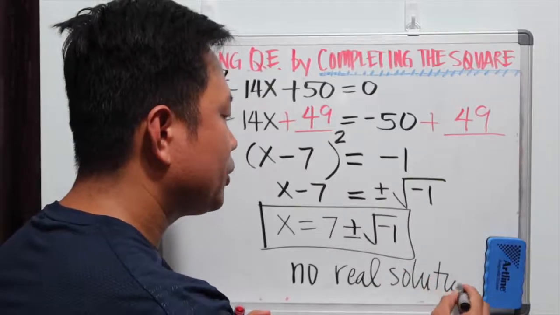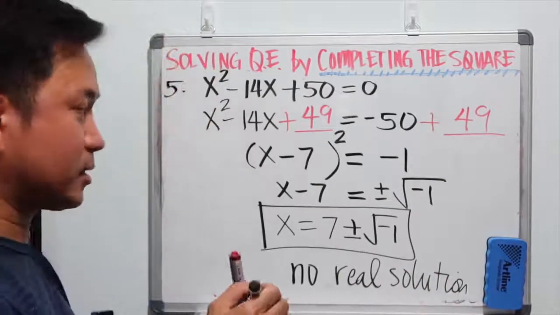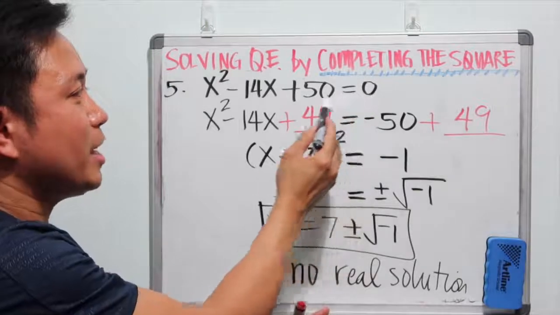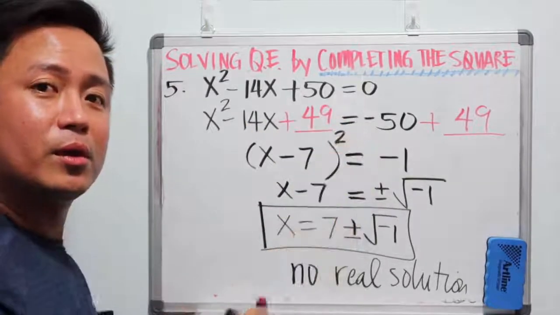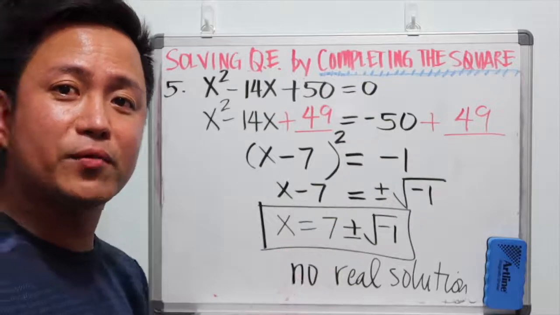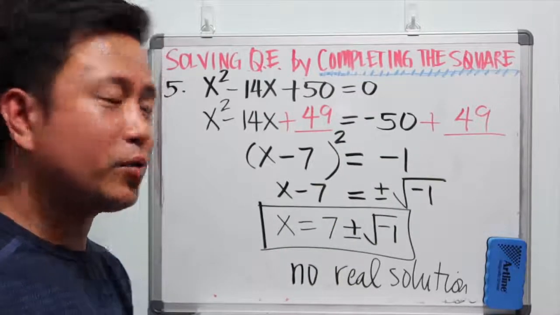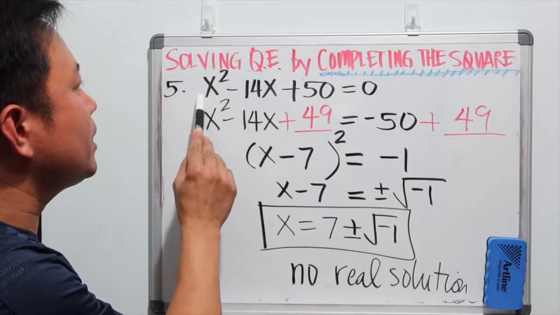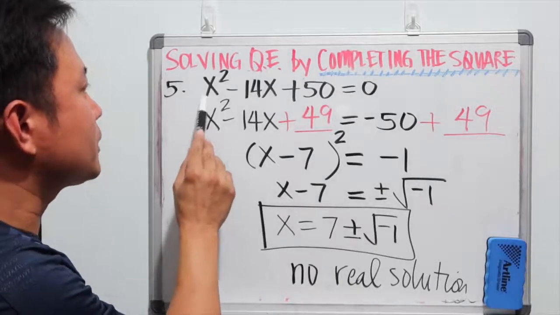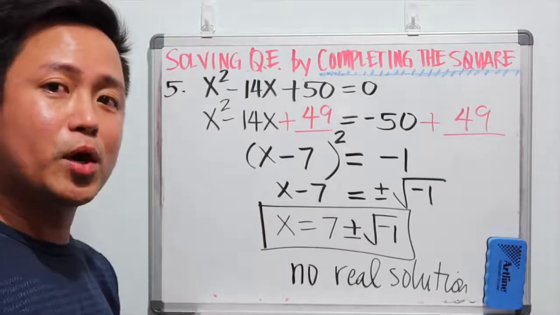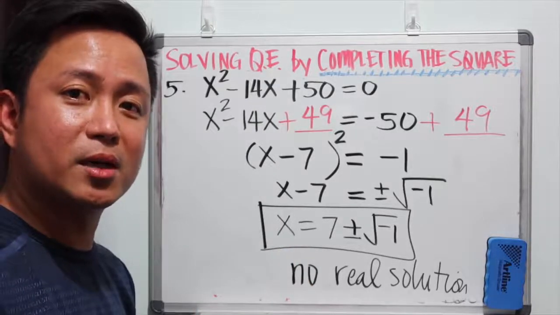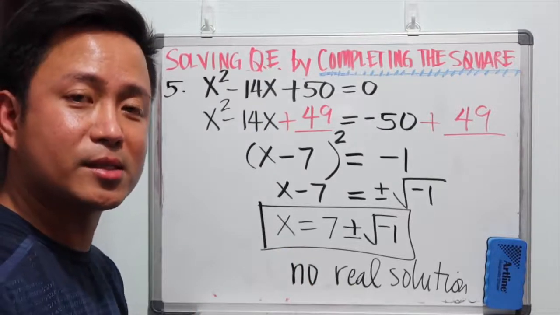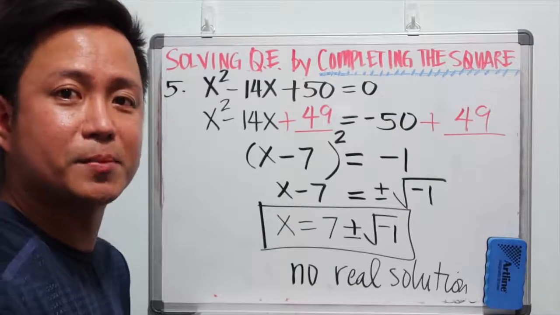Meaning, there is no value of x that will make this quadratic equation on the left side equal to 0. What does it mean when you graph the quadratic function? When you graph the quadratic function, this will be a parabola because a is positive 1, and that parabola is above the x-axis, which means the graph will not cross the x-axis. So there are no x-intercepts.